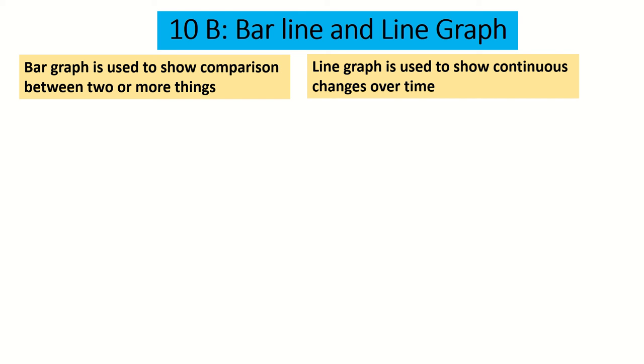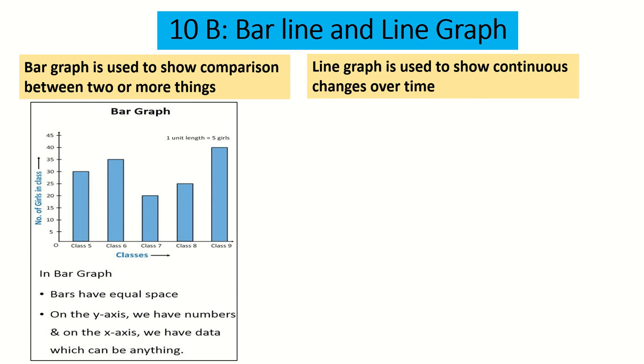For example, if today you are 10 years old, it is not possible that tomorrow you will be 11. No, tomorrow you will be 10 years and 1 day old. The next day you will be 10 years and 2 days old. So there is a gradual change as each day passes by.